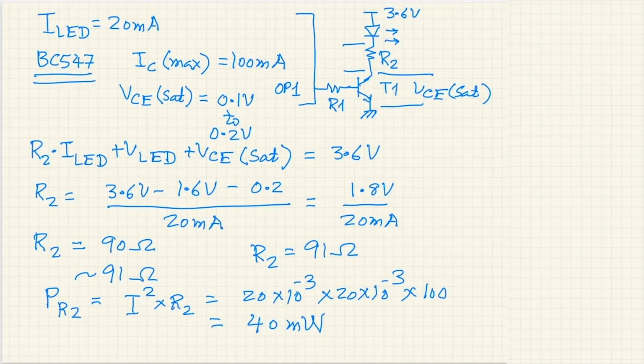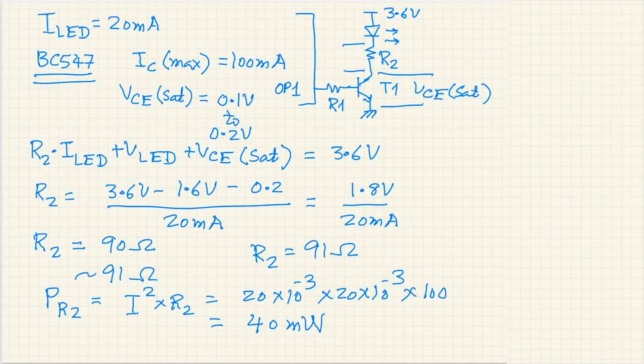It must be able to handle 100 milliamperes. So if you want to conduct 100 milliamperes through the LED, you must choose a transistor which has, say, 200 or 500 milliamperes of maximum collector current. And you can go through these equations again, plug the values appropriately and estimate the value of R2.